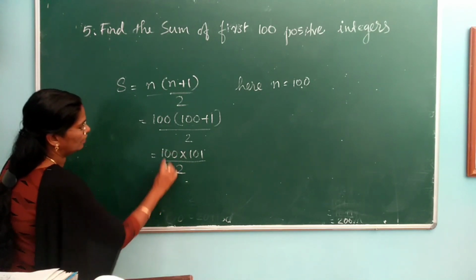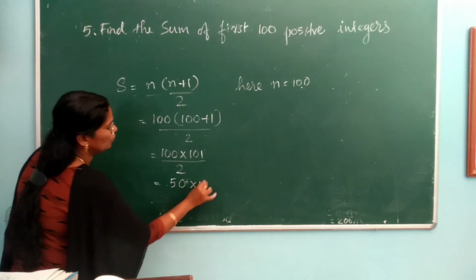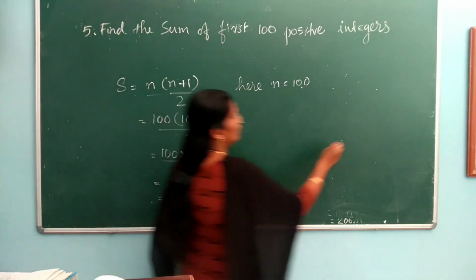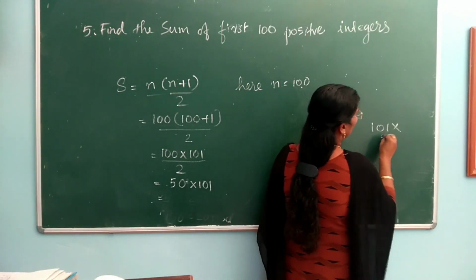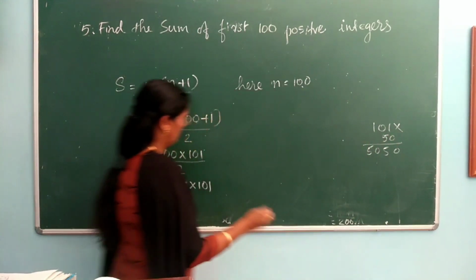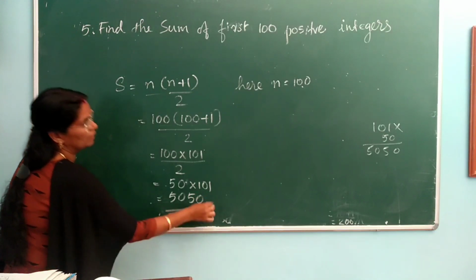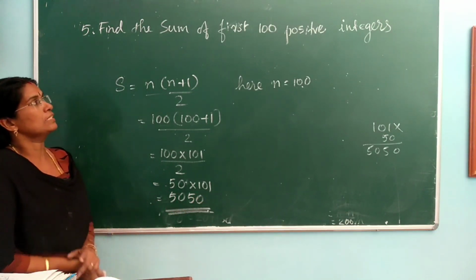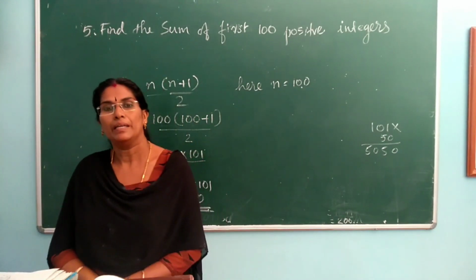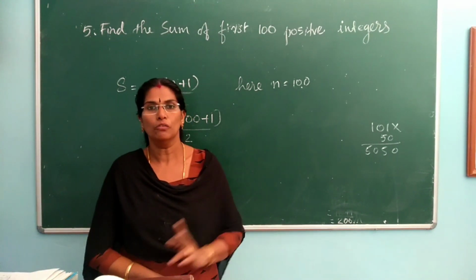Or 100 and 2 we can cancel. We will get 50. 50 into 101. Okay. That is 101 multiplied with 50. 5050. The answer is 5050. Very simple. Sum of first n positive integers means we can apply the formula n into n plus 1 by 2. For all other APs we are applying the first two formulas.